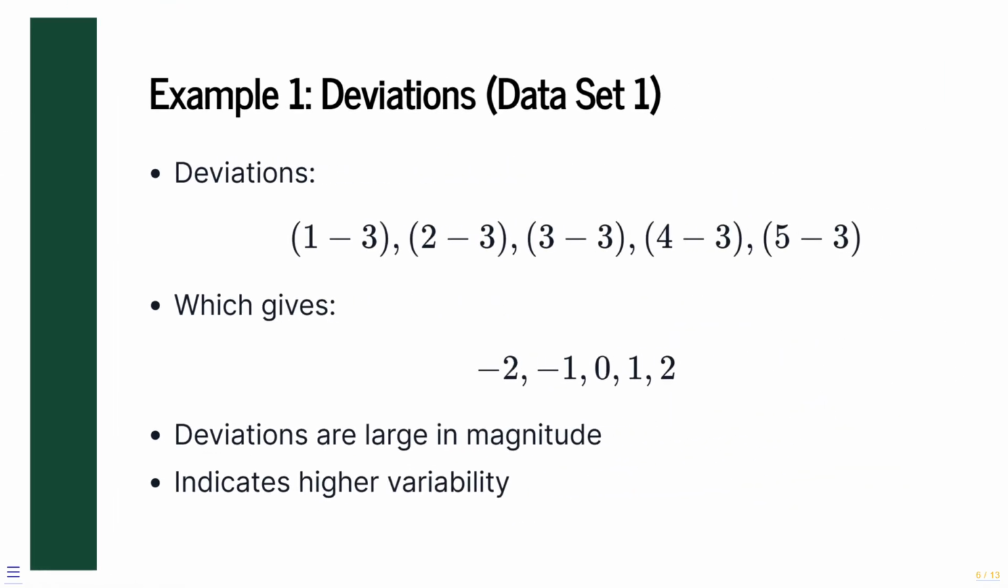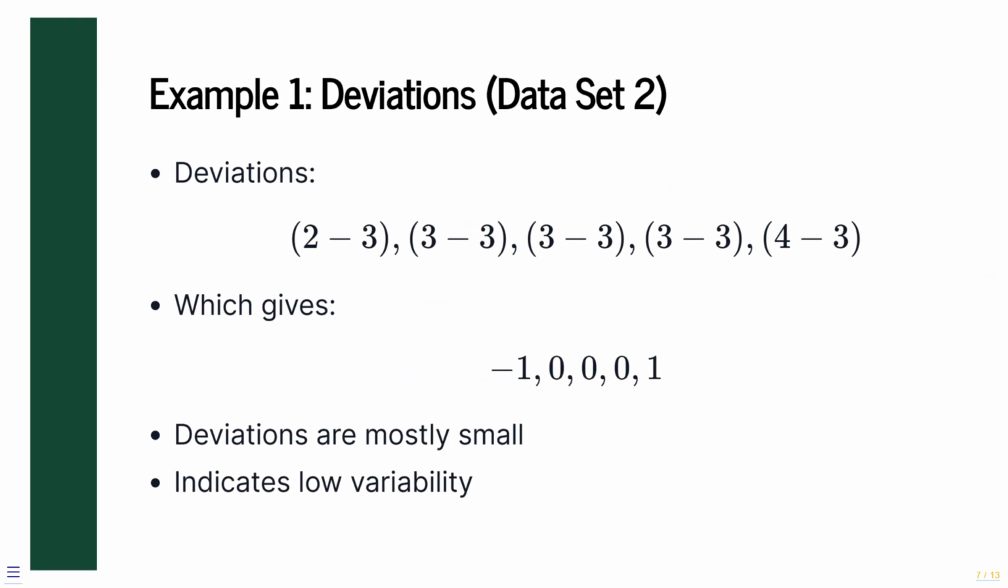For data set 1, the deviations from the mean are found by taking each value and subtracting the mean of 3. The deviations are -2, -1, 0, 1, and 2. These deviations are relatively large, indicating greater variability. For data set 2, the deviations from the mean are -1, 0, 0, 0, and 1. These deviations are mostly small, showing that the data are tightly clustered around the mean.